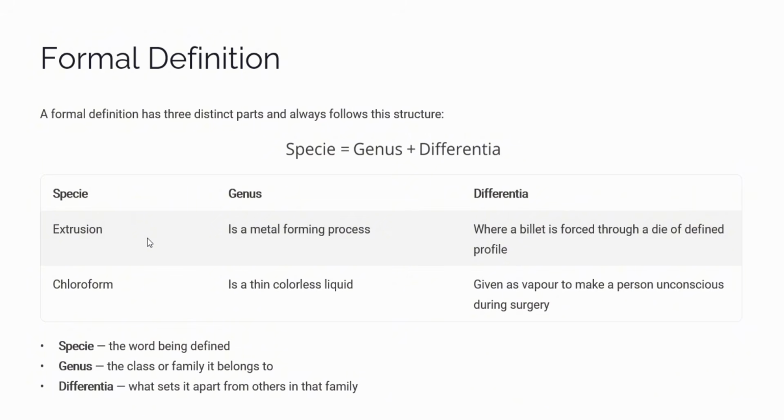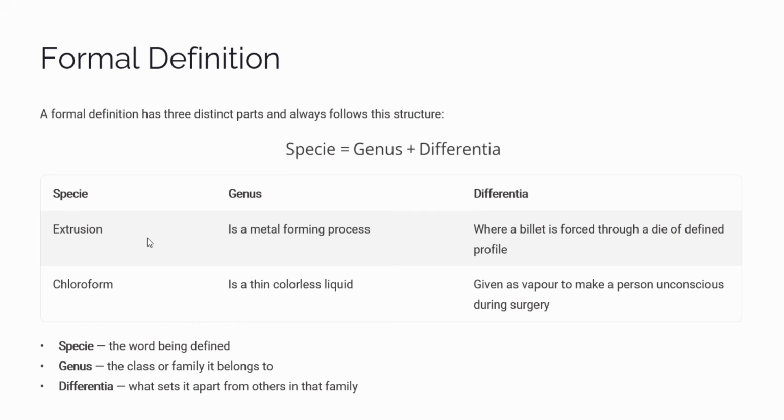Now, let's look at formal definition. A formal definition has three distinct parts and always follows this structure. Please, this thing I'm telling you, I want you to take note of them. They might come out in your exams. Very important. A formal definition has what? Three distinct parts, and always follows this structure. Number one, the specie, the genus, and the differential. So whenever you see a formal definition, it has three distinct parts.